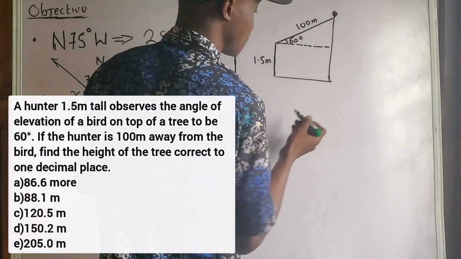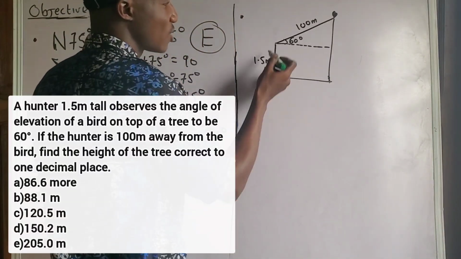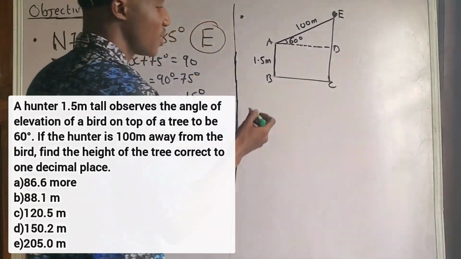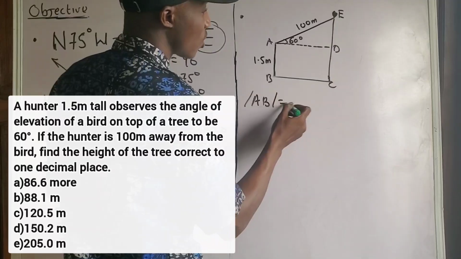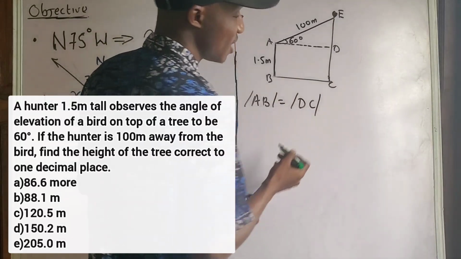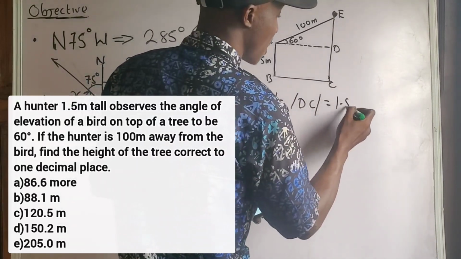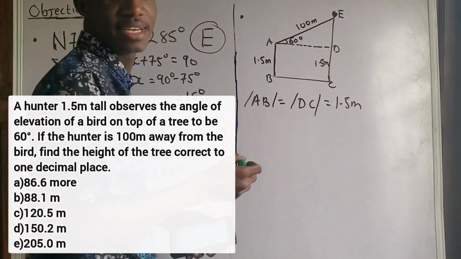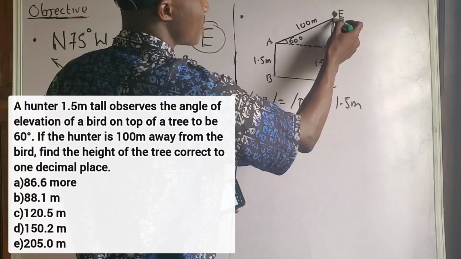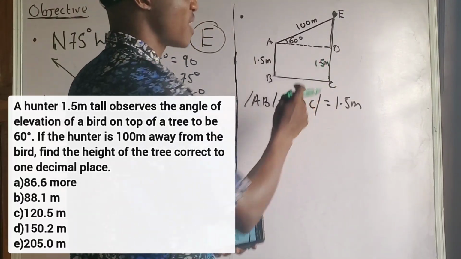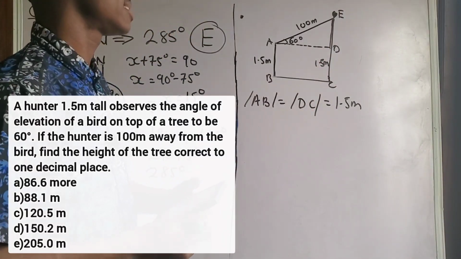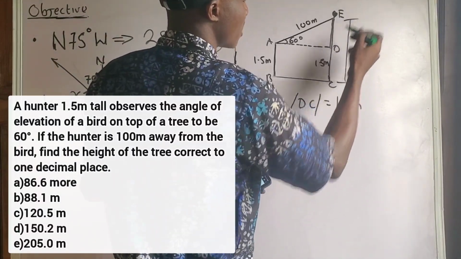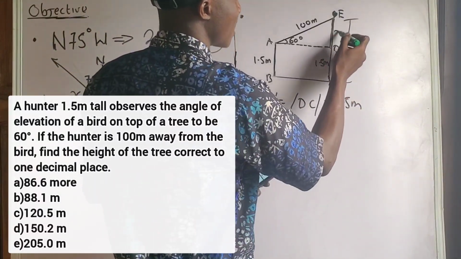Now, please pay attention. Let us label A, B, C, D, and E. Do you know that line AB is equal to line DC? And this is equal to 1.5 meter. So what I need now is this line. If I can get this line, and add it to 1.5 meter, I can easily get the height of the tree, because the height of the tree is the distance from this point to this point. Let's represent it as x.